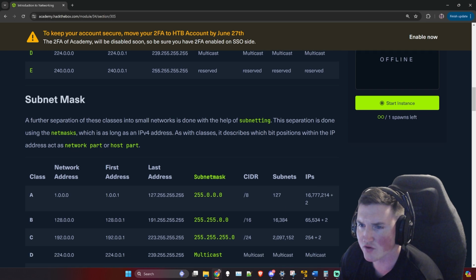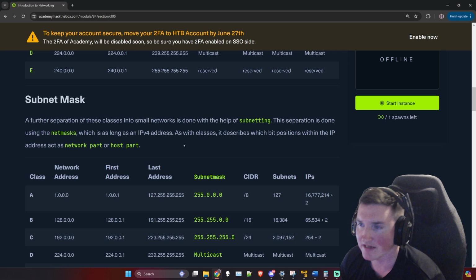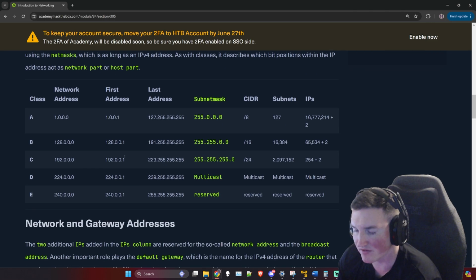Okay, so now a further separation of these classes into small networks is done with the help of subnetting. Here's where we get into the bread and butter. This separation is done using net masks, which are as long as an IPv4 address. So that's where you see this subnet mask, where it's 255, 255, 255, whatever. As with classes, it's described with which bit positions within the IP address act as network part or host part. So what does any of this mean? I know you guys are probably sitting here going, okay, yeah, that's great. What does any of it mean? Well, let's get into it and see.